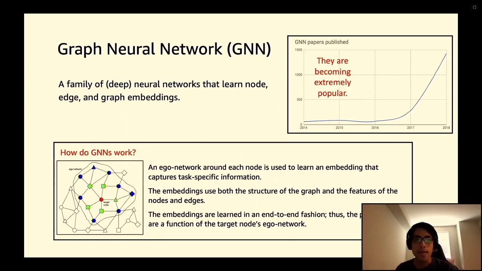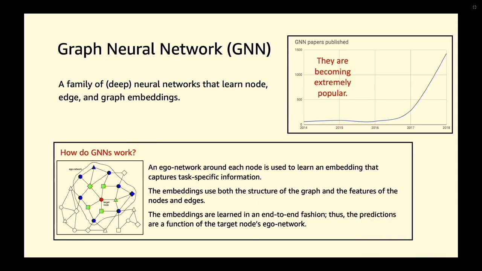Graph neural network is a very popular deep learning technique for graph machine learning. This technique is becoming increasingly popular, as shown in the chart on the right. The basic idea of graph neural network is to learn the embedding of a target node with both its own features as well as its neighbors' features. These embeddings will be used for any downstream tasks on the node. The learning of the embeddings is supervised by the downstream task, thus we can potentially learn a better model with graph neural network.